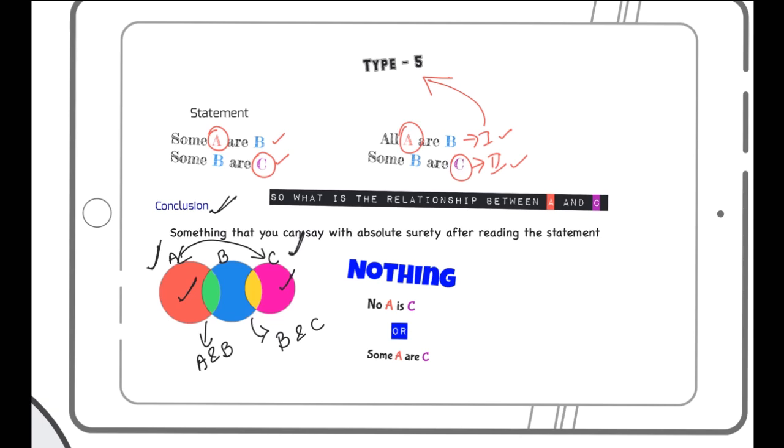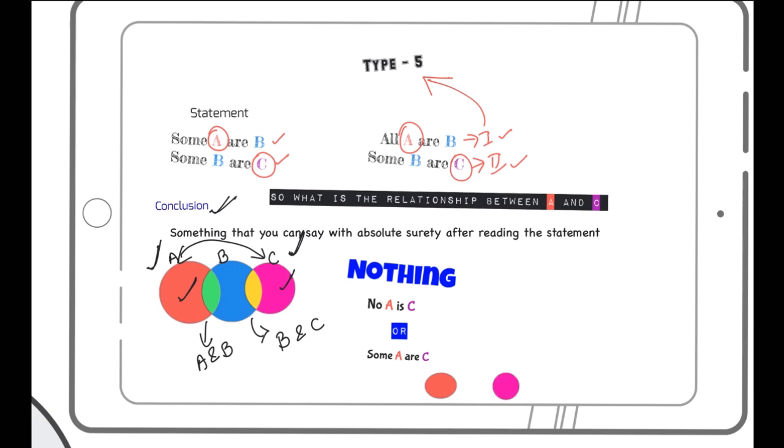Why? Let's understand this now. It looks confusing, but it's very simple. See, this is my A, which is my red. And let's draw a C here as well. This is say my C, which is my pink here.